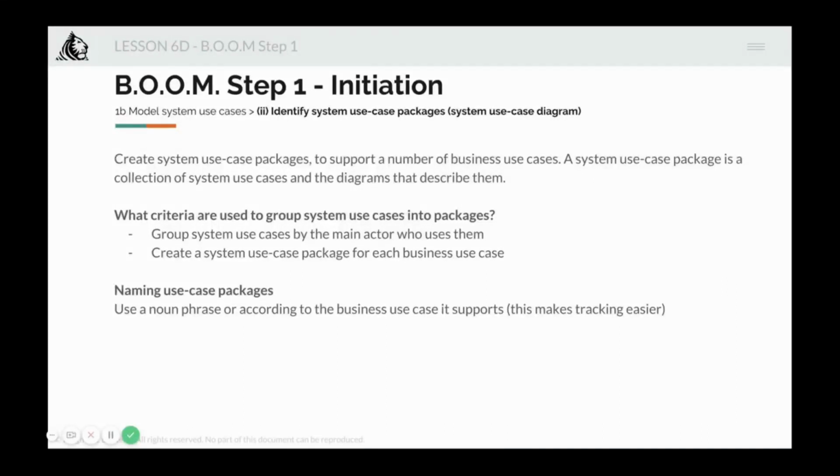Okay, so group system use cases by the main actor who uses them. So, for example, group together into one package all the system use cases used by general administration, or let's say by the CEO, or by the accounting team. Create a system use case package for each business use case.